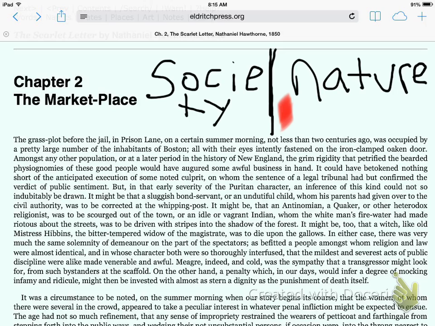"The grass plot before the jail in Prison Lane, on a certain summer morning, not less than two centuries ago, was occupied by a pretty large number of inhabitants of Boston, all with their eyes intently fastened on the iron-clamped oaken door." So we see here the idea of the iron and oaken door. The oak is nature, right? But also the iron-clamped represents society and this constriction.